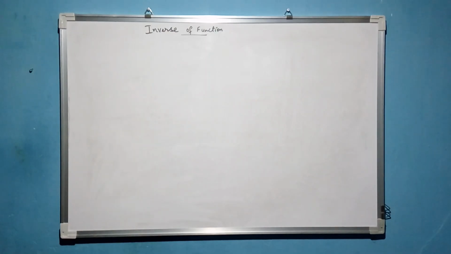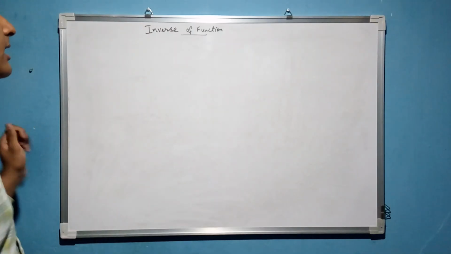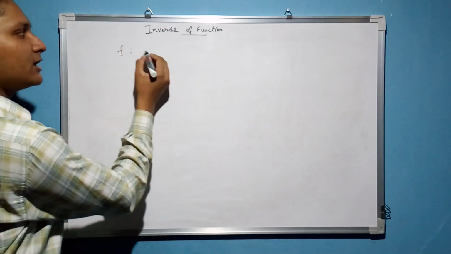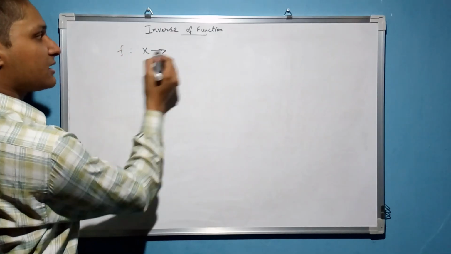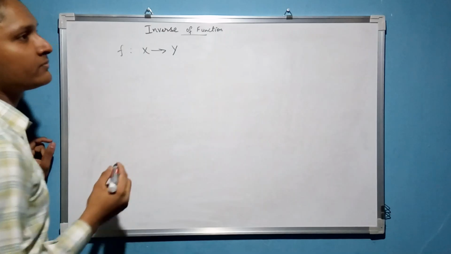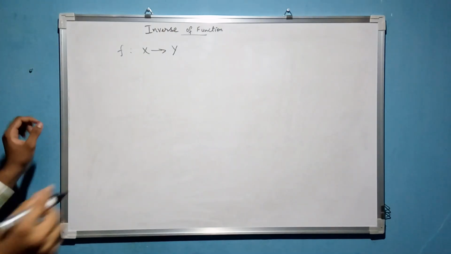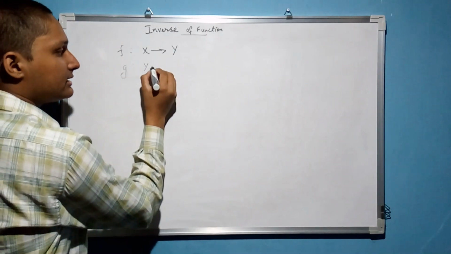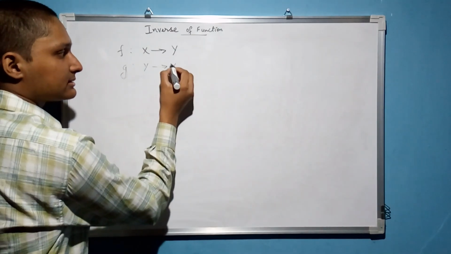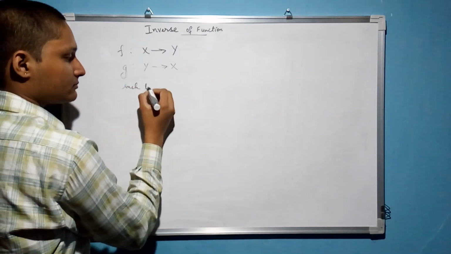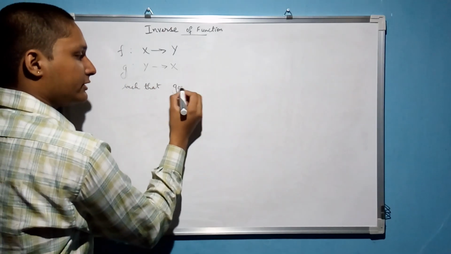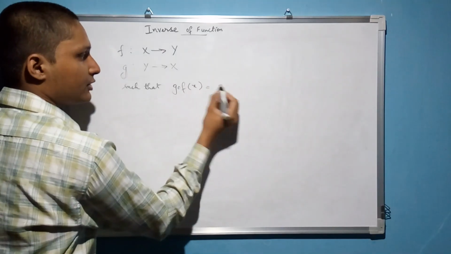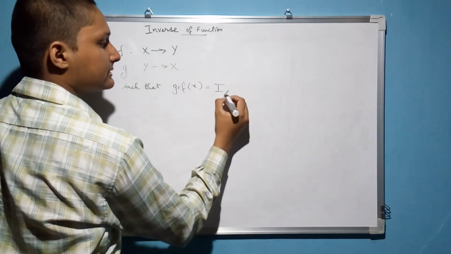The next topic of the session is how to find the inverse of a function and what is an inverse of a function. So for a definition, I can tell that for a function f from set X to set Y, there exists a function, say g, that is from set Y to set X, such that g∘f(x) is equal to I_X.